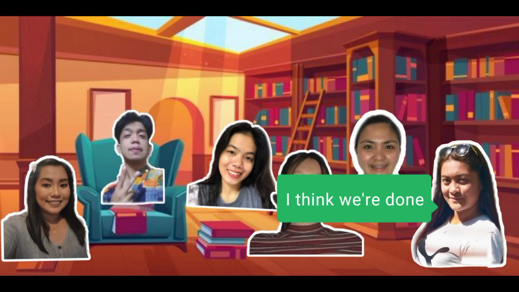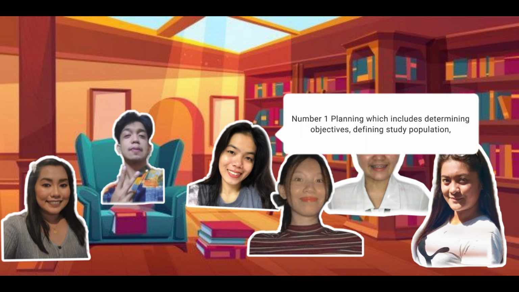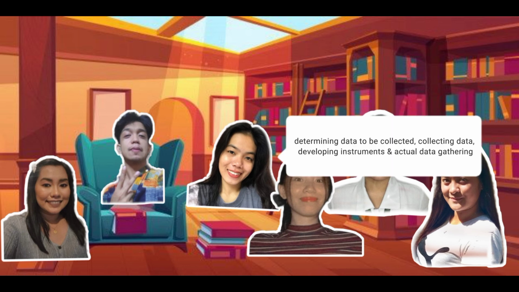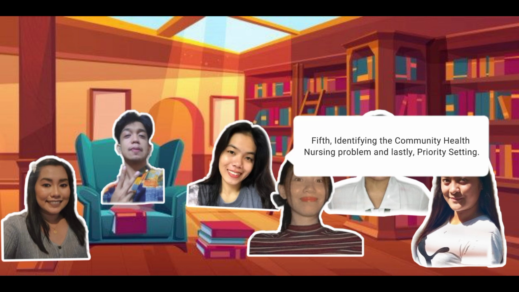I think we're done. So to summarize, the steps in conducting community nursing diagnosis are: Number 1. Planning, which includes determining objectives, defining study population, determining data to be collected, developing instruments, and actual data gathering. Second, data collation. Third, data presentation. Fourth, data analysis. Fifth, identifying the community health nursing problem. And lastly, priority setting.